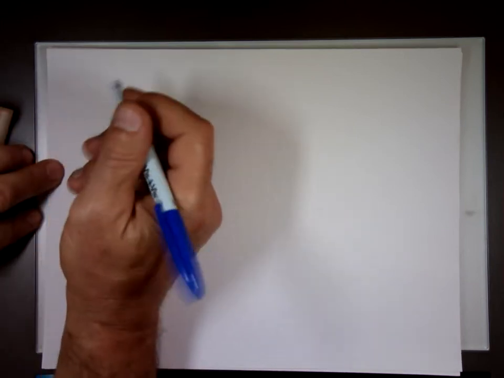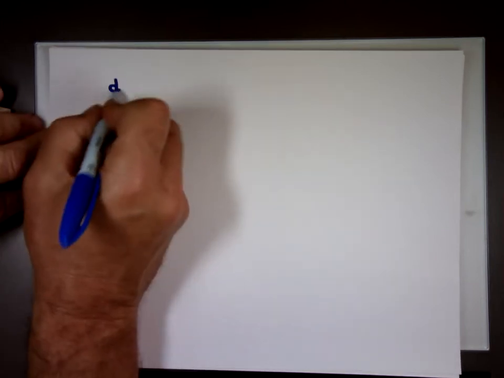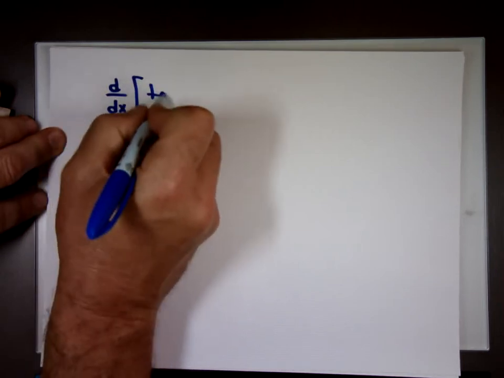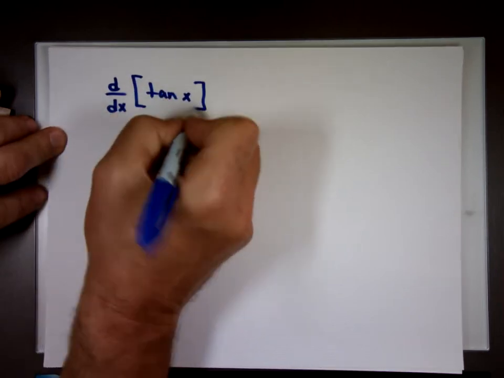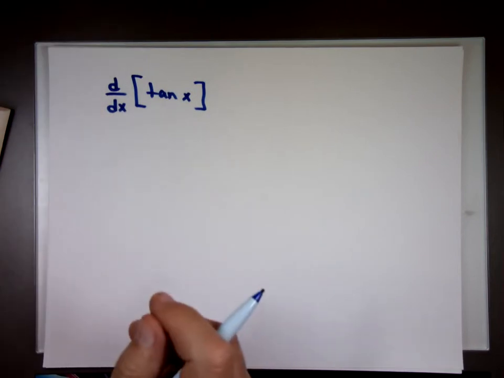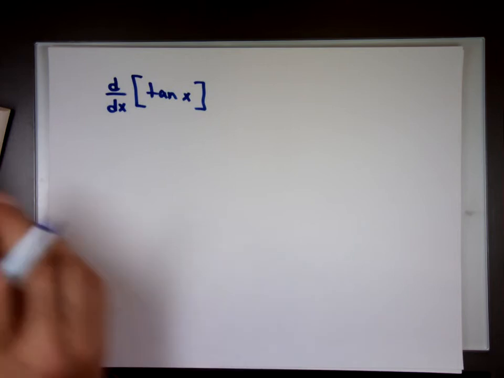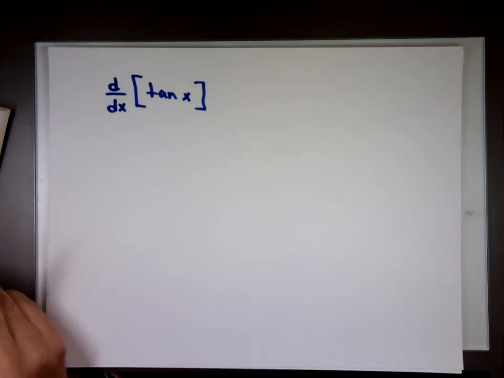So let's prove the derivative of tangent. I want to find the derivative of tangent x. I want to prove that it's secant squared. Like I'm saying, I don't believe you. Just because it says in the book here, derivative of tangent is secant squared, how do we know this book is right? Well, let's see.